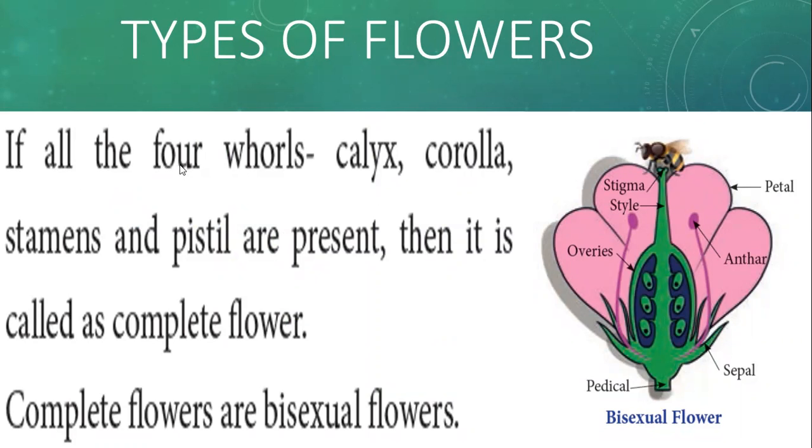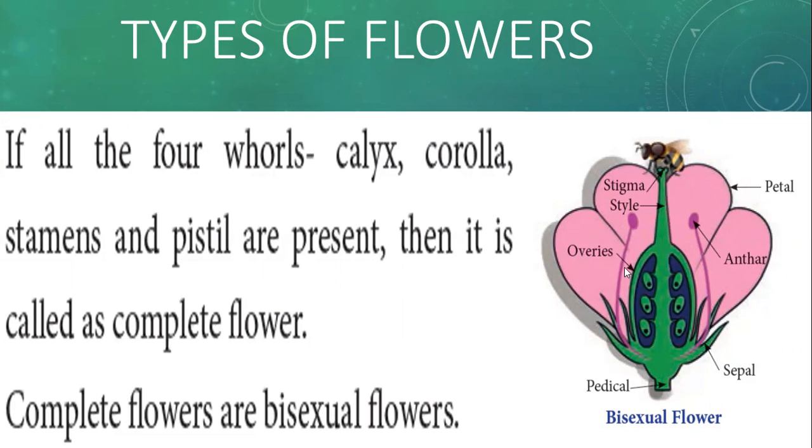We clearly read about the flower whorls. What are the four whorls? Calyx, corolla, androecium, which is the stamens, and pistil, the gynoecium, are present. Then it is called a complete flower. If the four whorls are present in the flower, it's called a complete flower. See here, calyx, corolla, androecium, gynoecium. So four whorls are present.